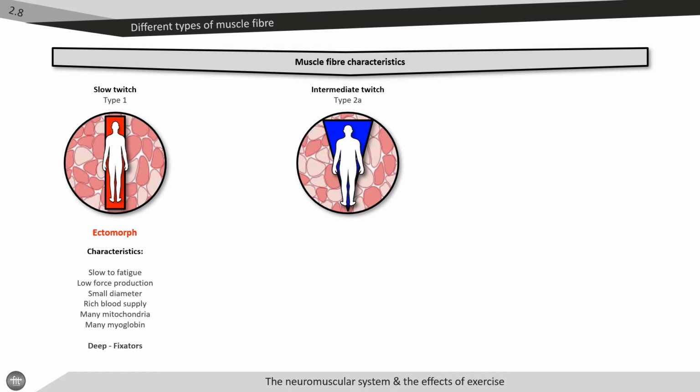Intermediate twitch, or type 2A fibres, are higher in ratio than other muscle fibres in individuals with mesomorphic somatotypes, which is a muscular built frame. Characteristics of intermediate twitch muscle fibres include being moderate to fatigue. This is due to the moderate force production, as the fibres have a medium diameter in comparison to the other two fibre types. Intermediate fibres are moderate to fatigue as they have a good blood supply, supplying nutrients to the moderate amounts of mitochondria organelles and myoglobin cells, which produce energy in the form of ATP for a moderate period of time.